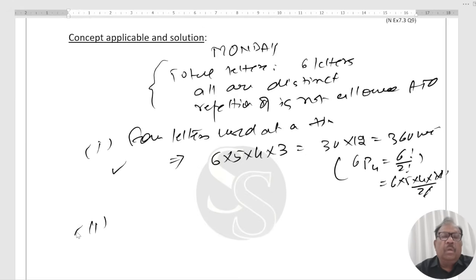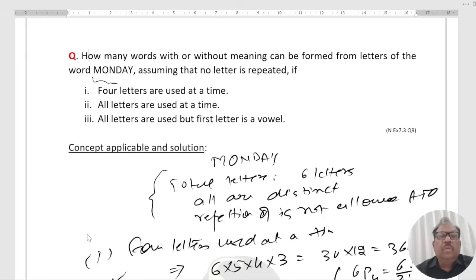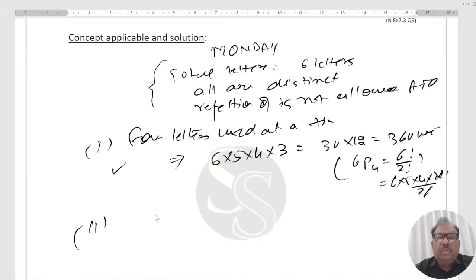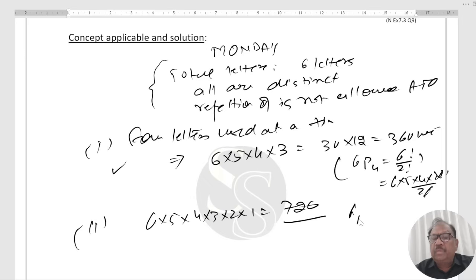Second part, all letters are used at a time. Means 6 into 5 into 4 into 3 into 2 into 1. That is 720. That is 6P6, factorial 6 upon factorial 0. That is 720. That is the answer.